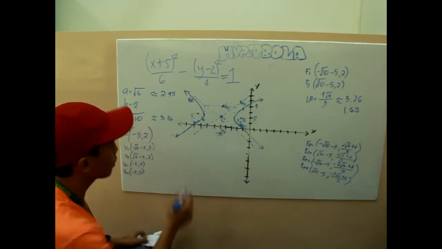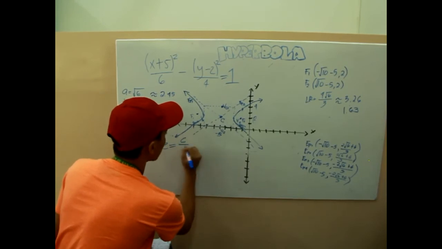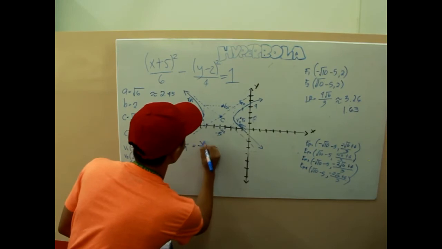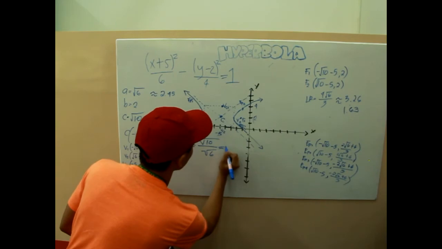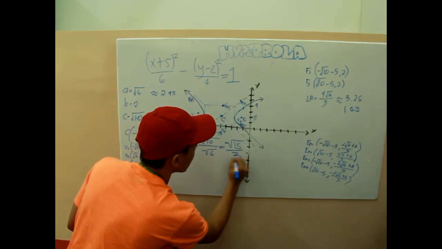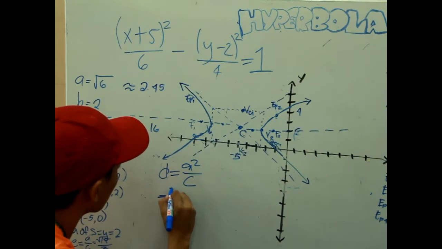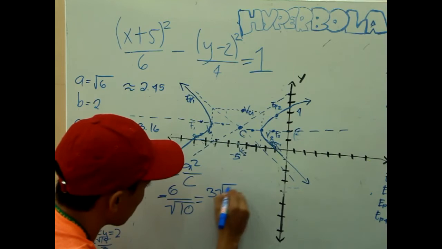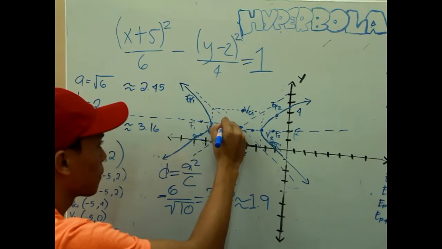Now after solving, we should get the eccentricity. The formula of the eccentricity is c over a. So c over a, square root of 6 over square root of 10, which is equal to square root of 15 over 3. For the directrices, we use the formula a squared over c to get the distance of the directrices from the center, which is 3 square root of 10 over 5.